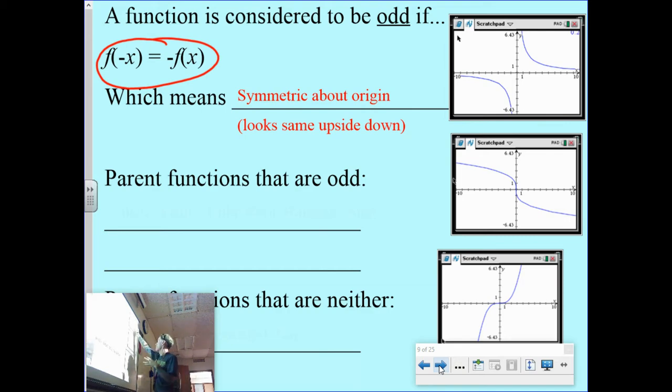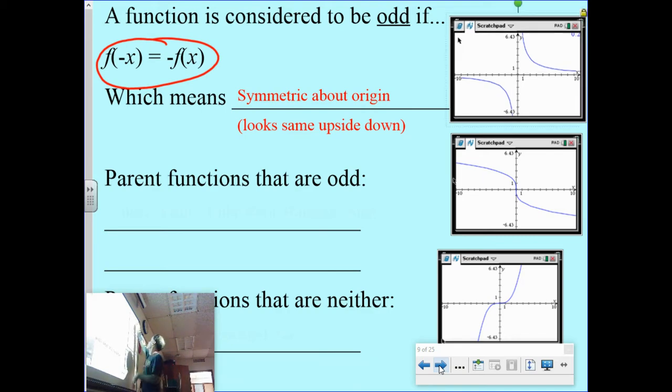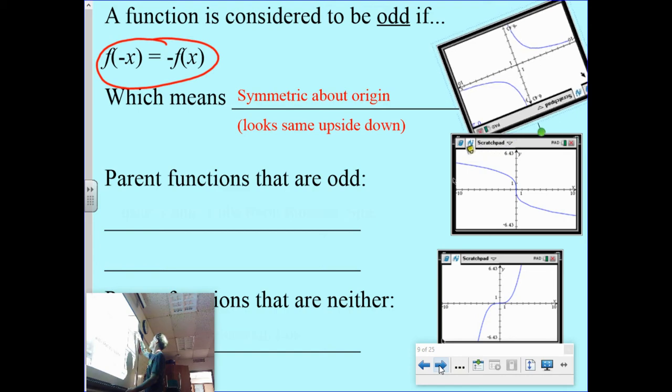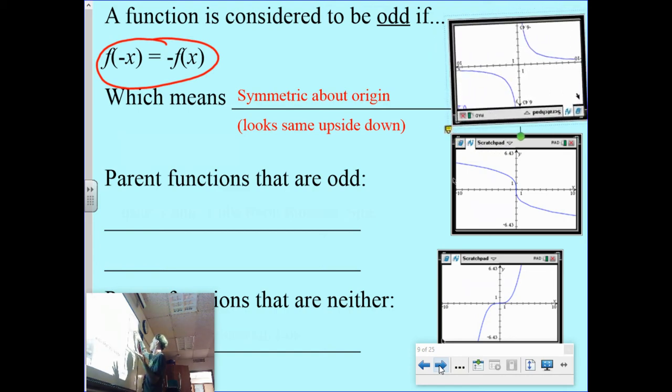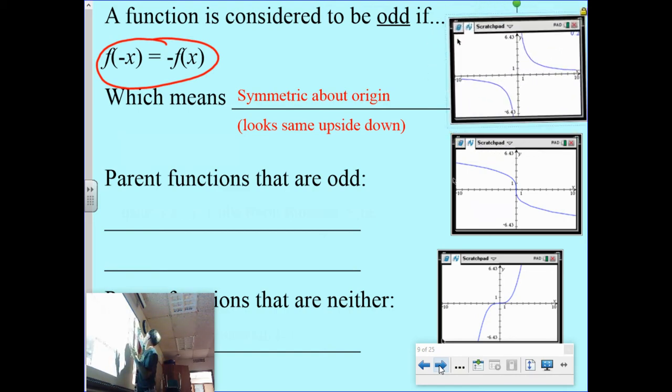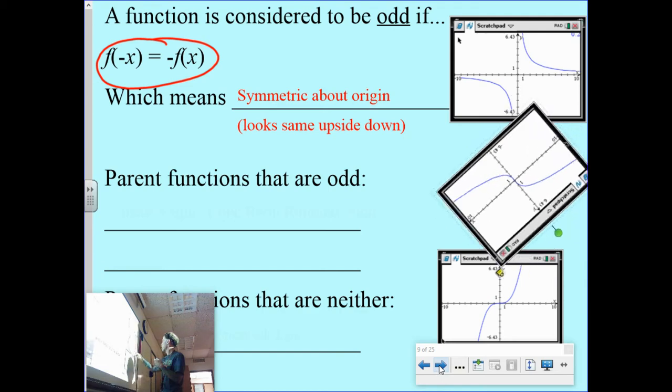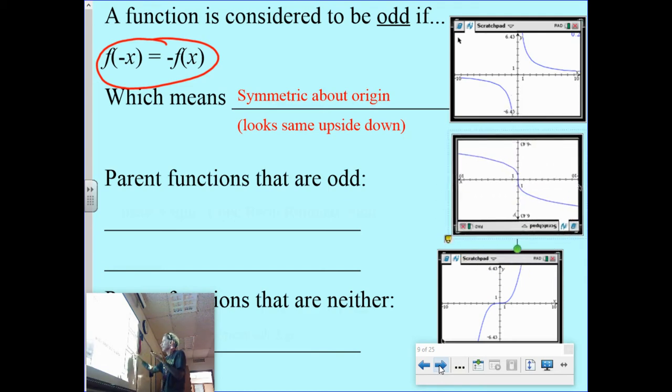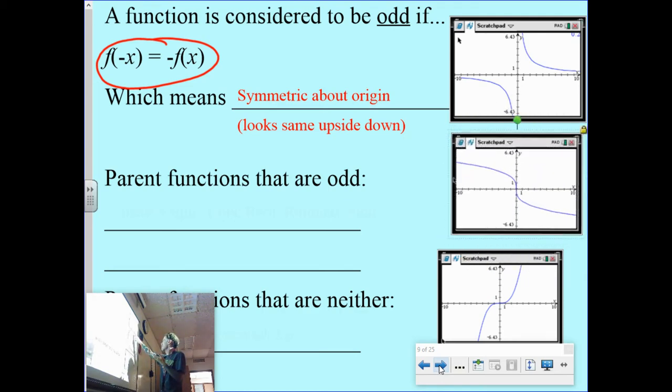If you think about the rational function, if you flip that upside down, notice it still looks like it's in the first and third quadrant, just like it is normally. Same thing, this is a cube root function. If you flip it upside down, it's rotated around and looks the same way. That's what it means to be symmetric about the origin, okay?